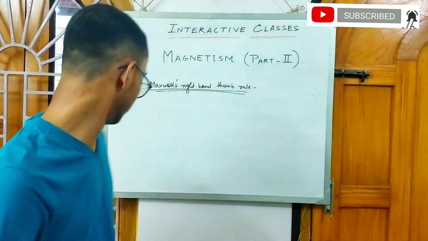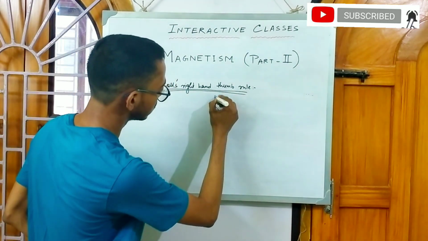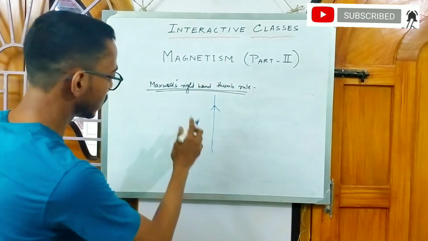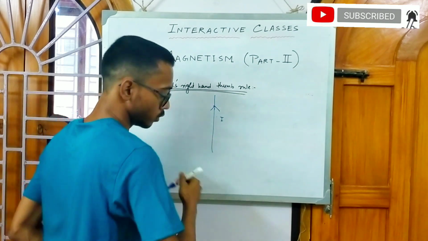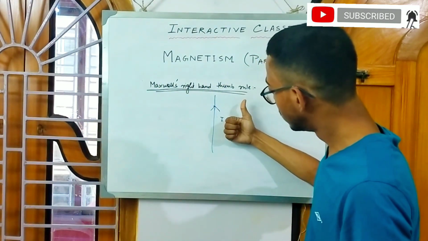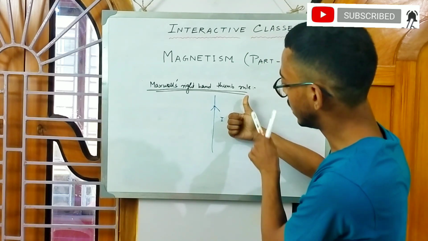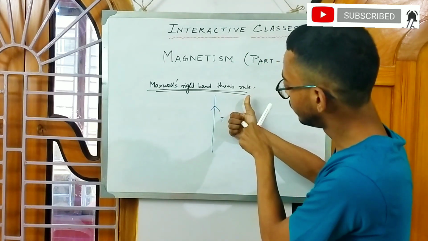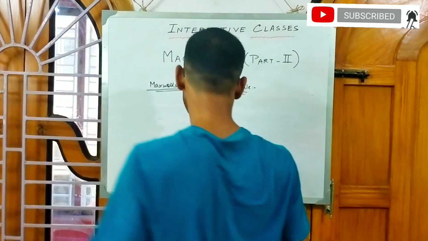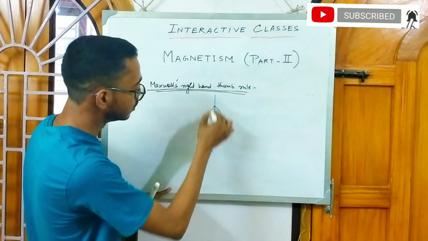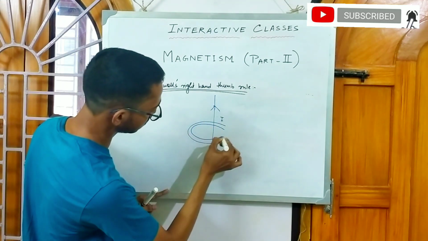Let me draw this now. Suppose this is a current carrying conductor I. Now, if we apply Maxwell's right hand thumb rule like this, this is the direction of the current along the thumb, and the curling of the fingers represents the magnetic field around it. So the magnetic field around this conductor will be like this, in this direction.